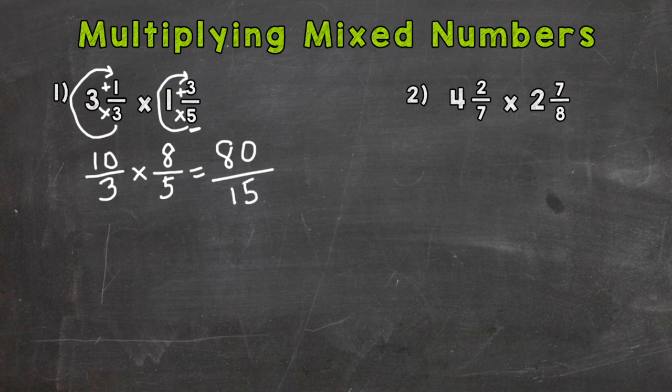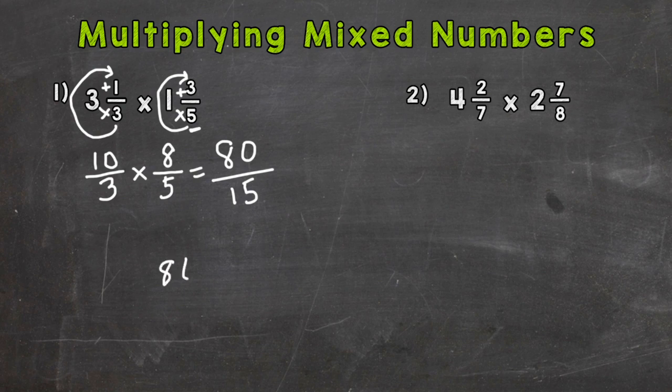Now, we don't want to leave our answer in the improper fraction form, so we need to convert it back to a mixed number to get our final answer. But 80/15 is our answer. Again, we just need to put it in mixed number form. So we need to do 80 divided by 15. How many whole groups of 15 can we pull out of 80?